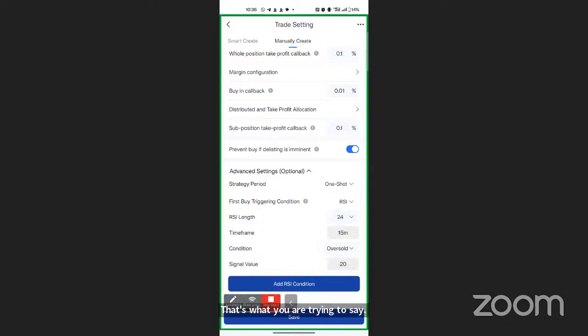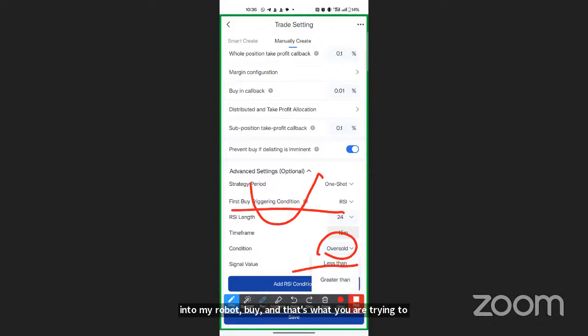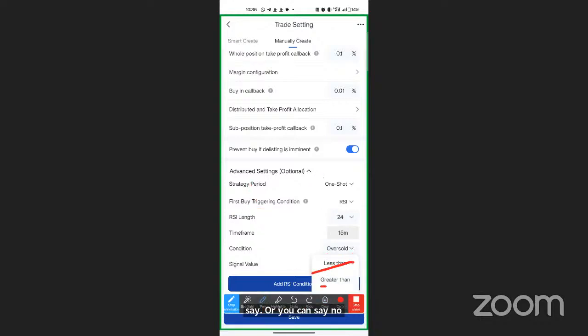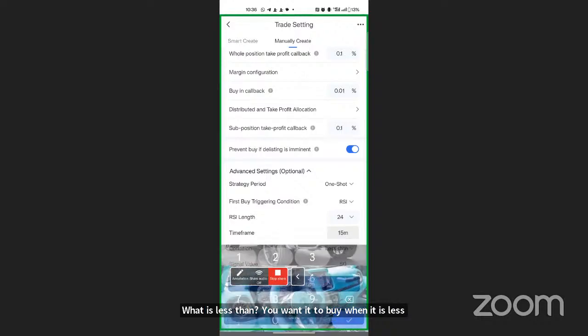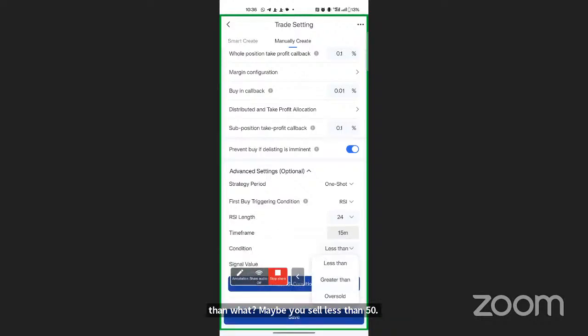Or you can say, no, the RSI of 24, less than or greater than. What is less than? You want it to buy when it is less than what? Maybe you say less than 50. Or you want it to buy when it is greater than what? Let me say greater than 50.